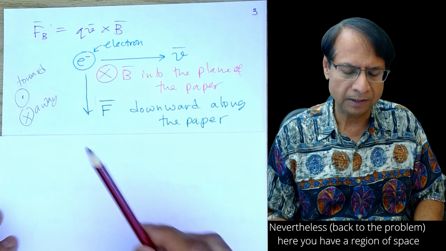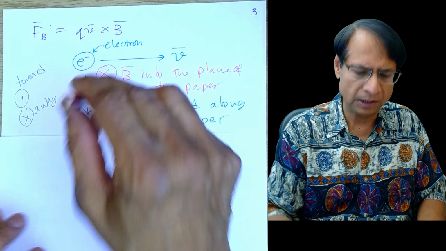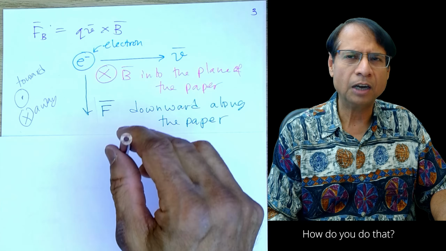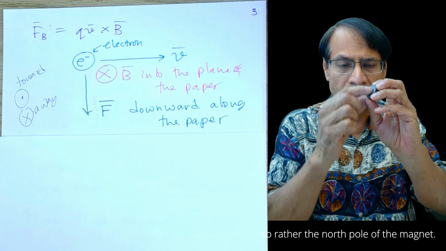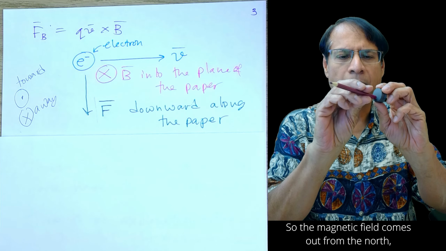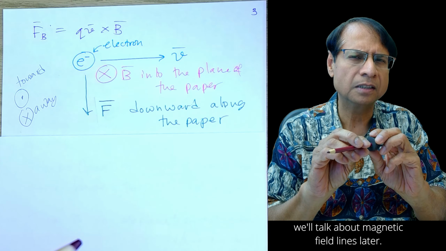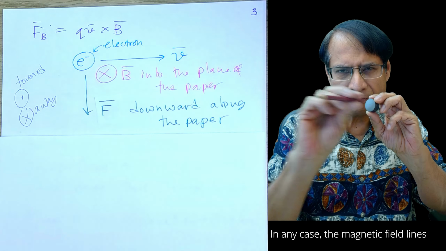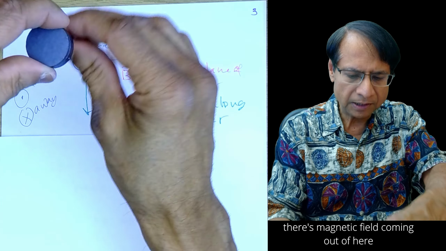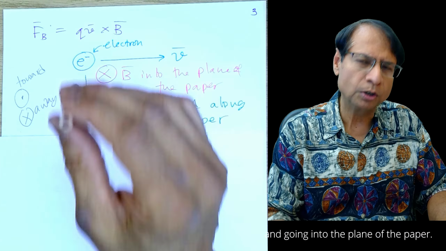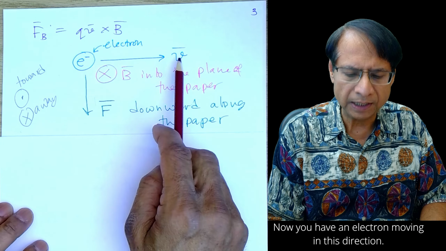And nevertheless, here you have a region of space where the magnetic field is going into the plane of the paper. How do you do that? This is the south pole of the magnet. So, rather the north pole of the magnet. So the magnetic field comes out from the north. We'll talk about magnetic field lines later. In any case, the magnetic field lines come out from the north. So if I hold this magnet like this, there's magnetic field coming out of here and going into the plane of the paper. Now you have an electron moving in this direction.